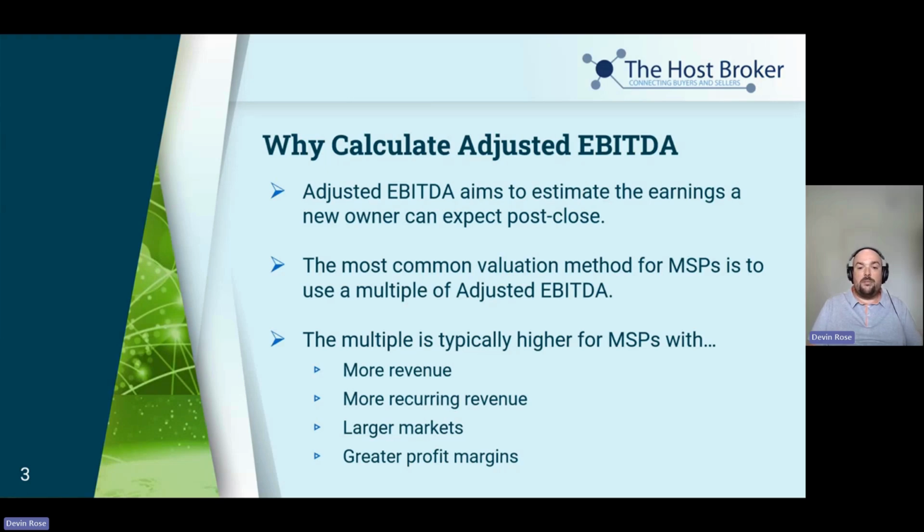For instance, the amount of recurring revenue, more is better. The size of the geographical target market. Larger markets tend to be valued higher as there's more competition. And of course, the profit margin plays into it as well. All those factors go into determining what multiple we would typically see on the market.